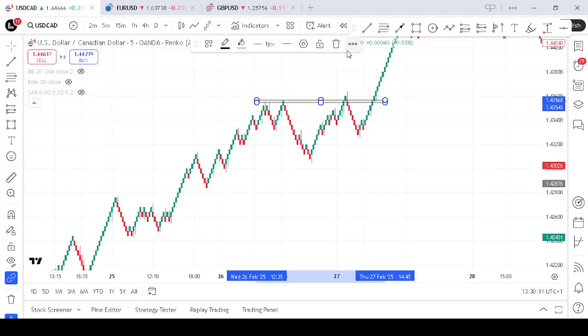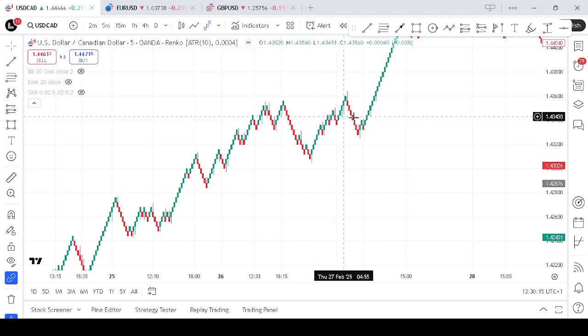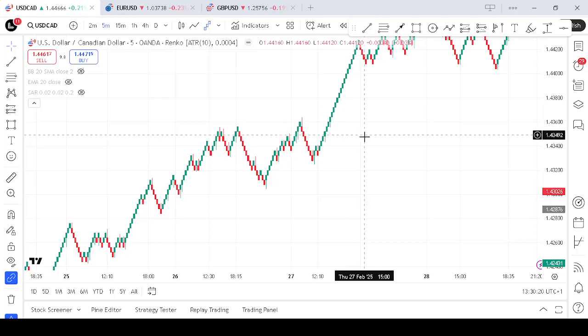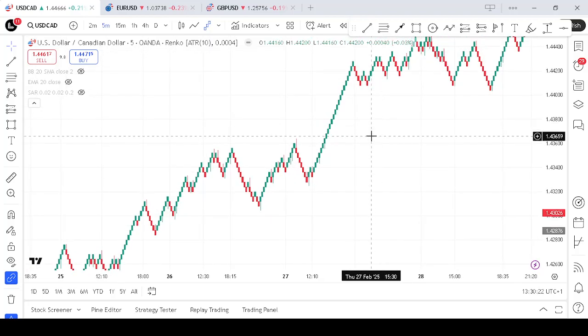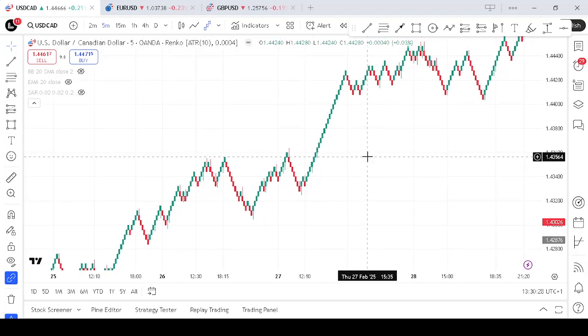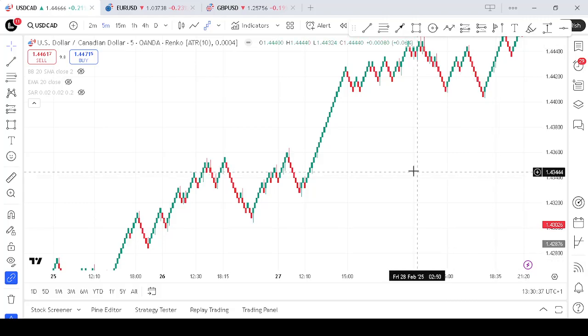Now the fifth step is to always consider your risk management. You know that we are making use of this strategy for scalping, so no scalping strategy is complete without proper risk management because scalping involves quick trades with tight stop loss. It is important to protect your capital. You have to set your stop loss just below or above the previous brick for minimal risk.